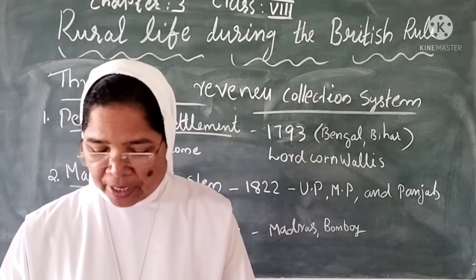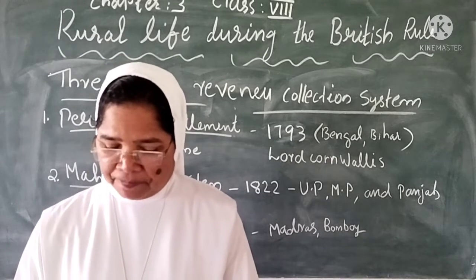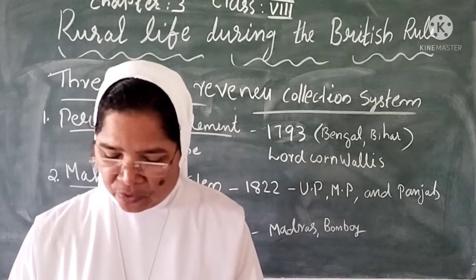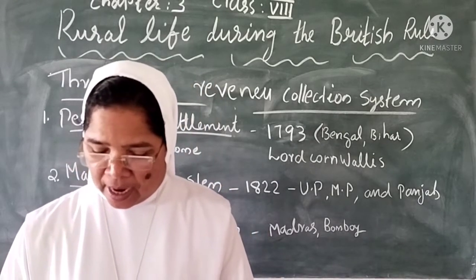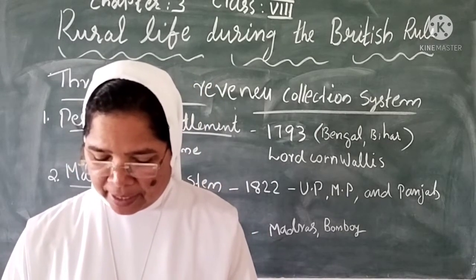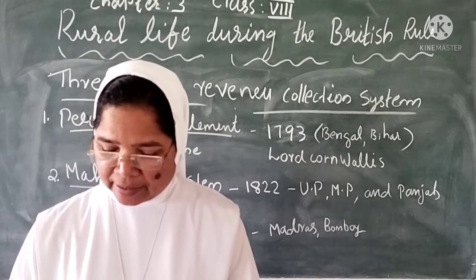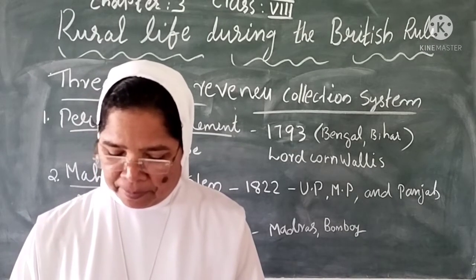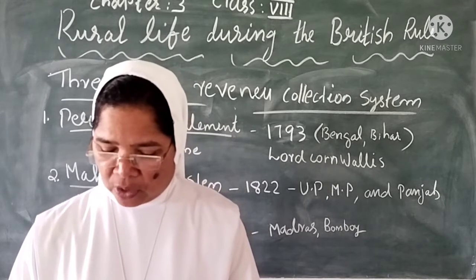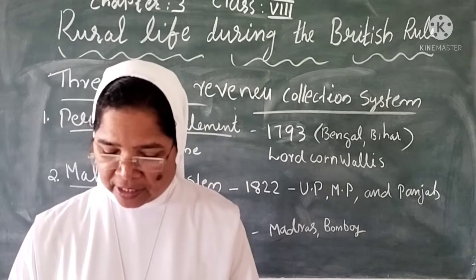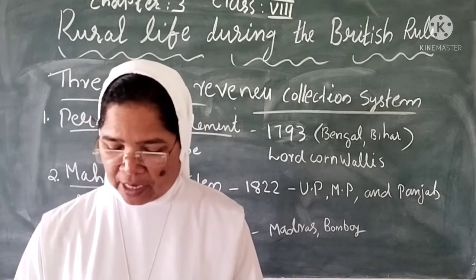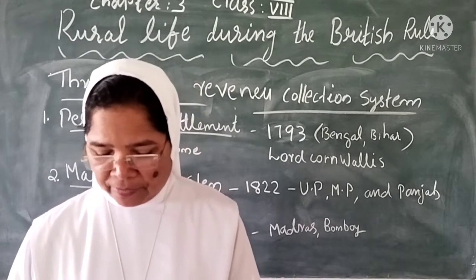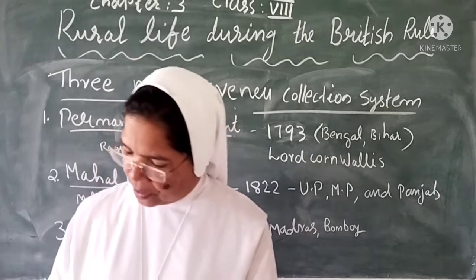What is the Ryotwari system? It was introduced in parts of Madras and Bombay. Under this, the company made a revenue settlement directly with the peasant. The farmer was the owner of the land as long as he paid the land revenue. Also, the revenue was fixed according to the fertility of the soil.